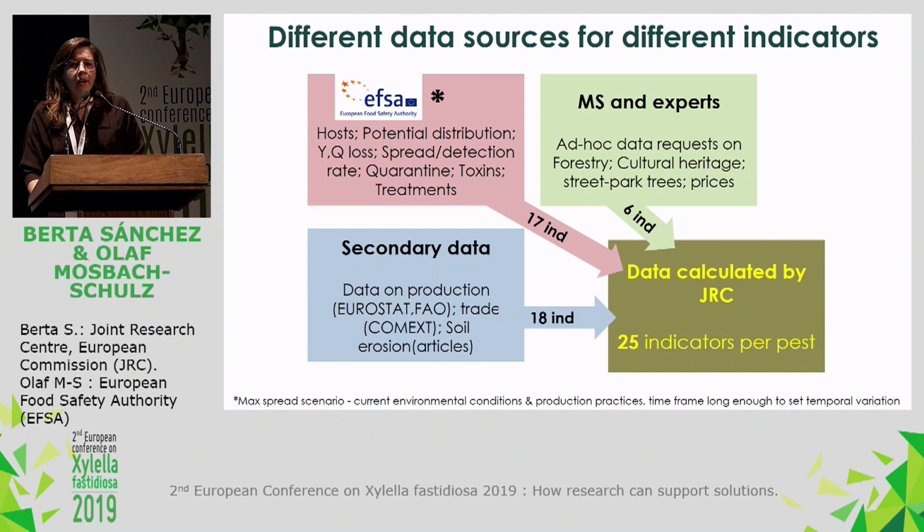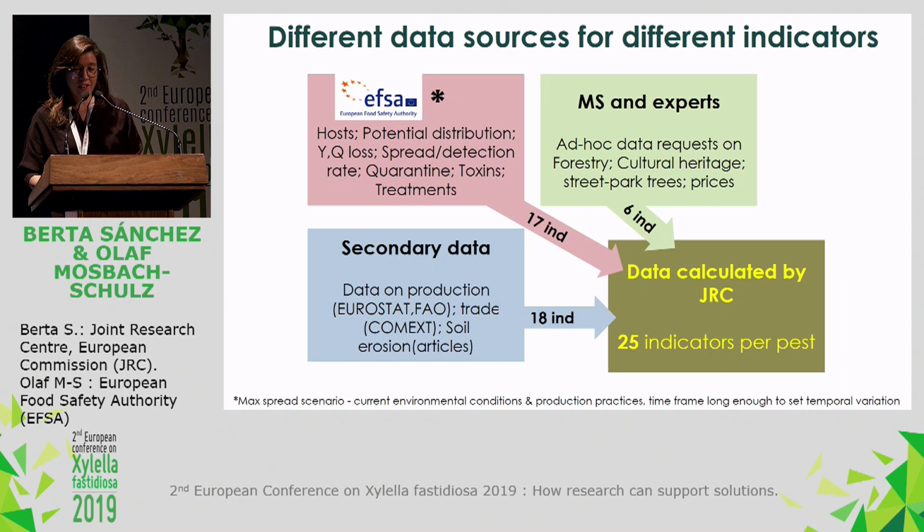For the calculation of our indicators, we had to collect different data from different sources. Most importantly, EFSA provided a lot of information on the biodiversity and the pathogen, but we will talk about that in a few minutes. And we also collected secondary data from official statistics and scientific literature, for example, on production, trade, and environmental parameters. And also we had to make an ad hoc data request for those data that had limited availability, for example, some data on forestry. We also consulted Peter Beck. I mean, for sure there are many people in the room that provided us with some feedback, so I appreciate the help.